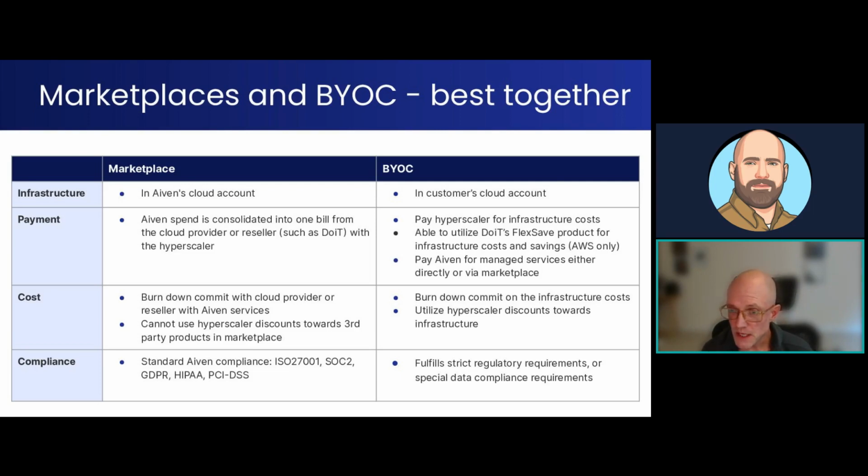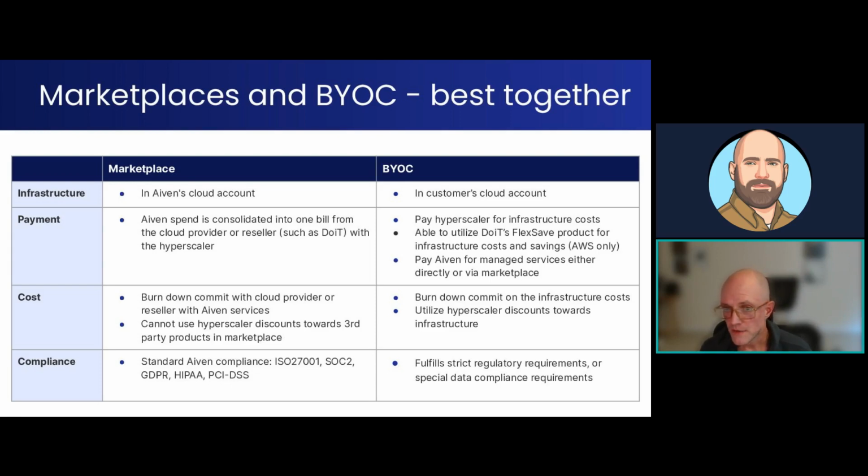For the BYOC component, you're getting the bill from Ivan strictly around the services that you're running. And then you're paying the hyperscaler for those infrastructure costs, such as you're probably doing today. Again, on AWS only, you can utilize DoiT's FlexSave product for infrastructure costs and savings as well. And we already mentioned the payment to Ivan for the managed services. You have the choice to do it either directly or via Marketplace. Obviously, if you're combining these two together, it would be through Marketplace. Otherwise, you would get the bill straight from Ivan.